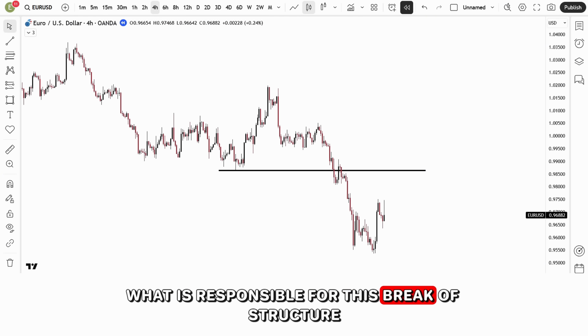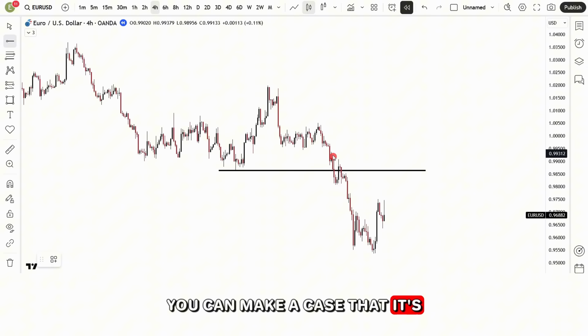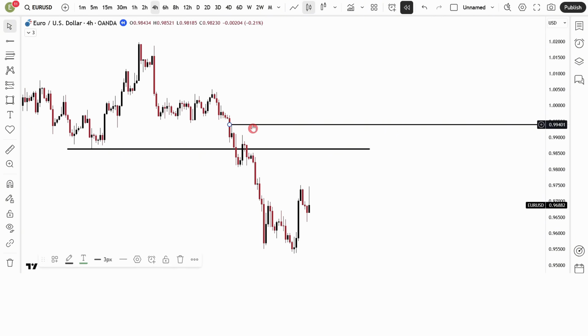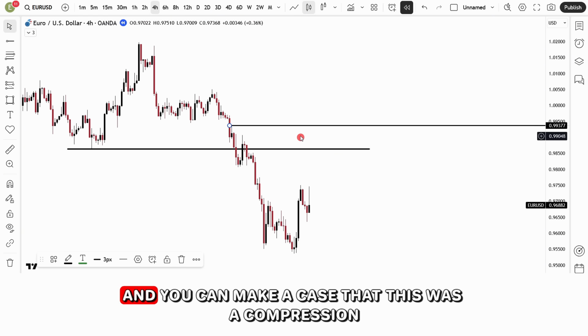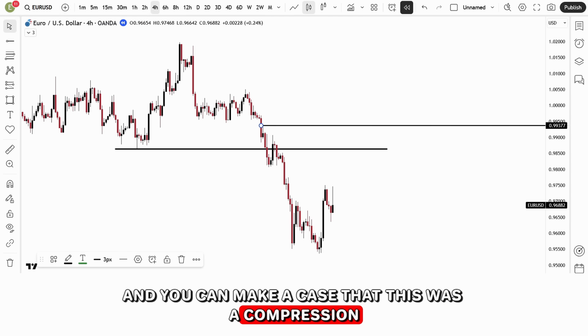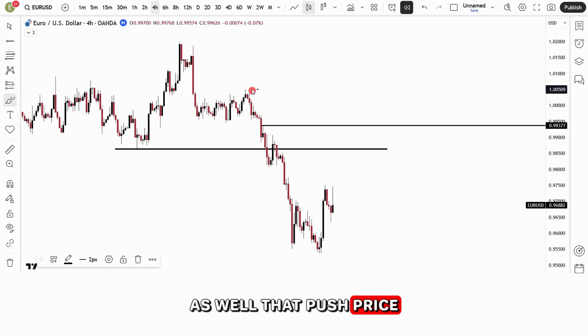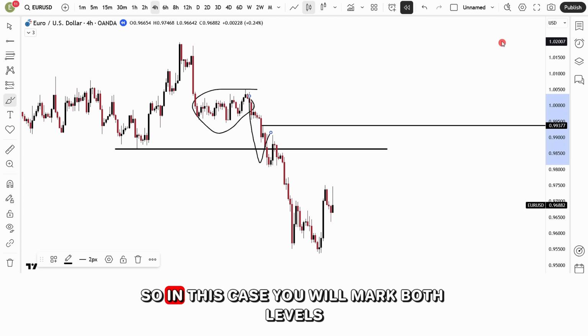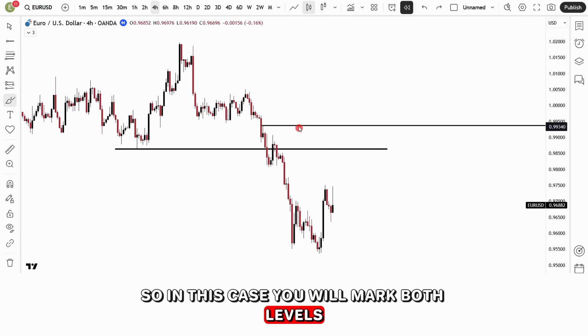What is responsible for this break of structure? You can make a case that it's this order injection right here. And you can make a case that this was a compression as well that pushed price. So in this case, you will mark both levels.